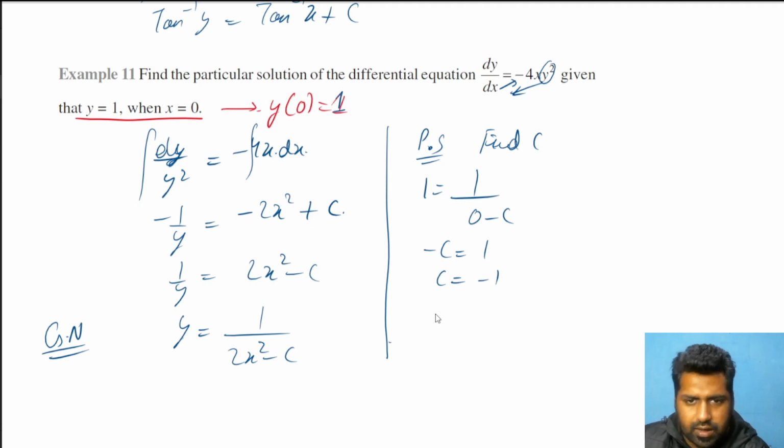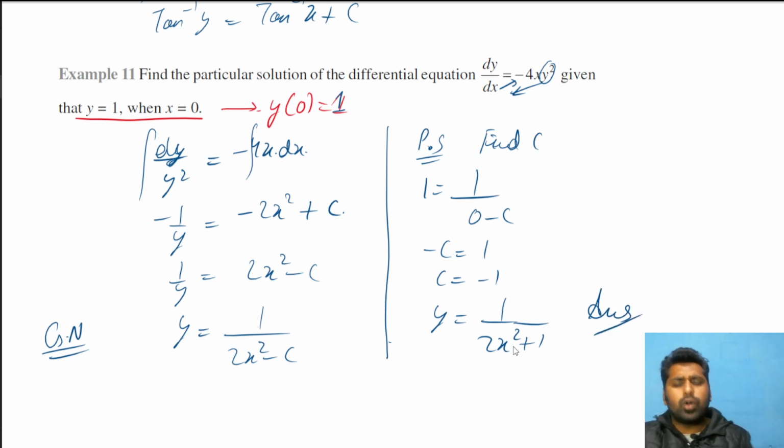So what is your final answer? Your final particular solution is: y is equal to 1 upon 2x square, and c is minus 1, so plus 1. This is the exact answer. And you see how many arbitrary constants are written. There is no A, there is no B, there is no C. The value of C is now written. So the number of arbitrary constants in a particular solution is 0.